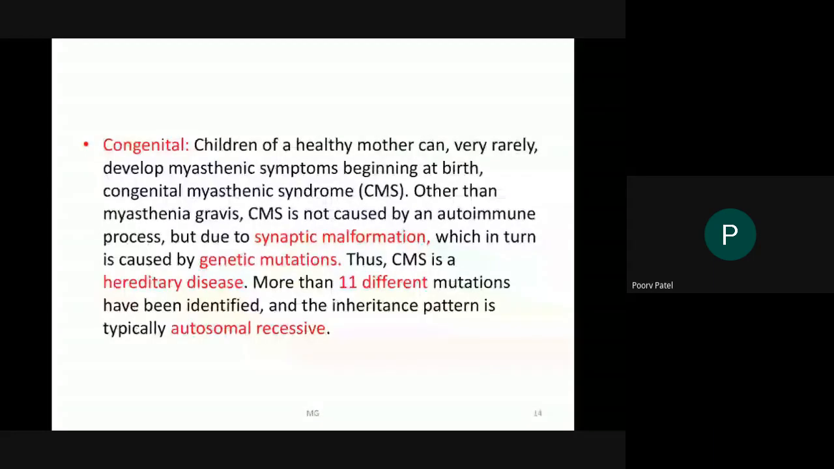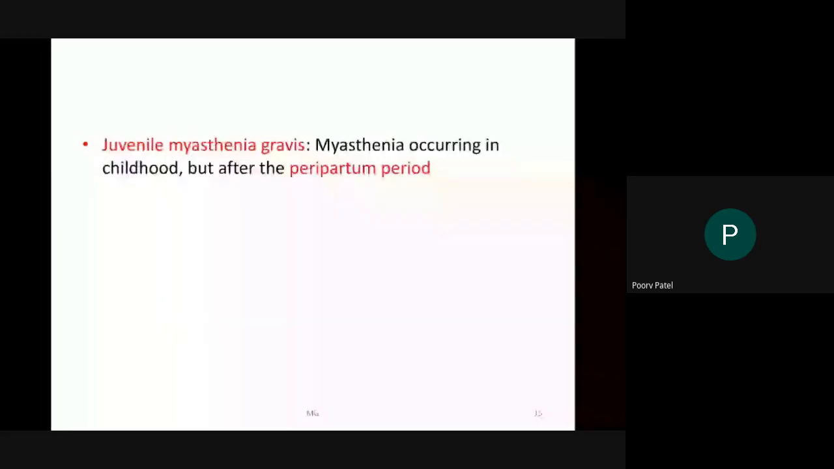Congenital, mainly speaking, is when children of a healthy mother can very rarely develop myasthenic symptoms beginning at birth. This is also termed congenital myasthenic syndrome. If it persists from birth up to many years, this is congenital myasthenic syndrome. The diagnosis is the same as we discussed. And juvenile is occurring in childhood, but after the peripartum period, that is after 2 to 3 years. If the symptoms start then, that is juvenile.